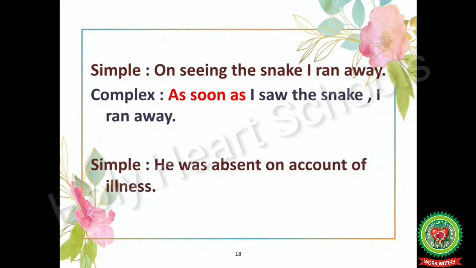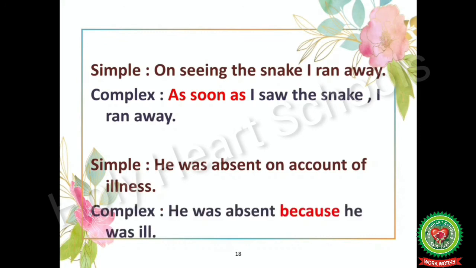Next, he was absent on account of illness. Here, on account of means because of. And after because, we will use subject and verb. That is, because he was ill. So our answer will be, he was absent because he was ill. We can also use as or since in place of because.